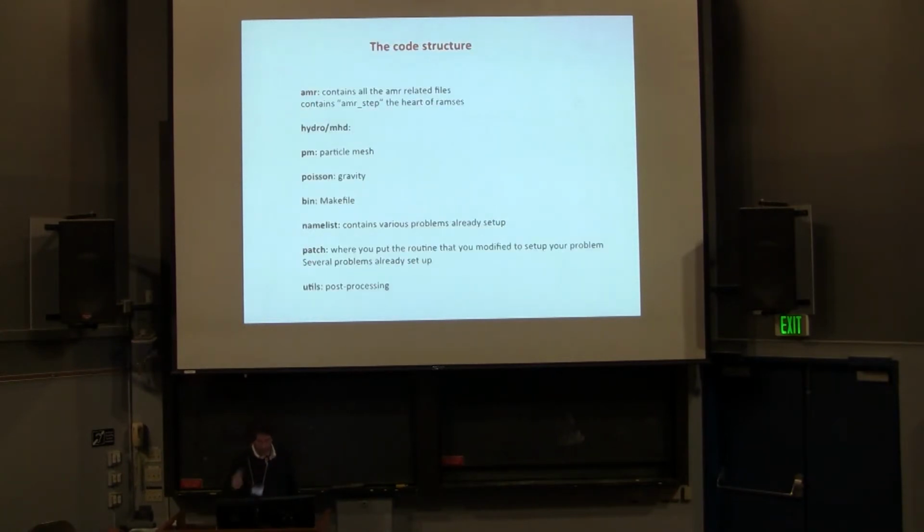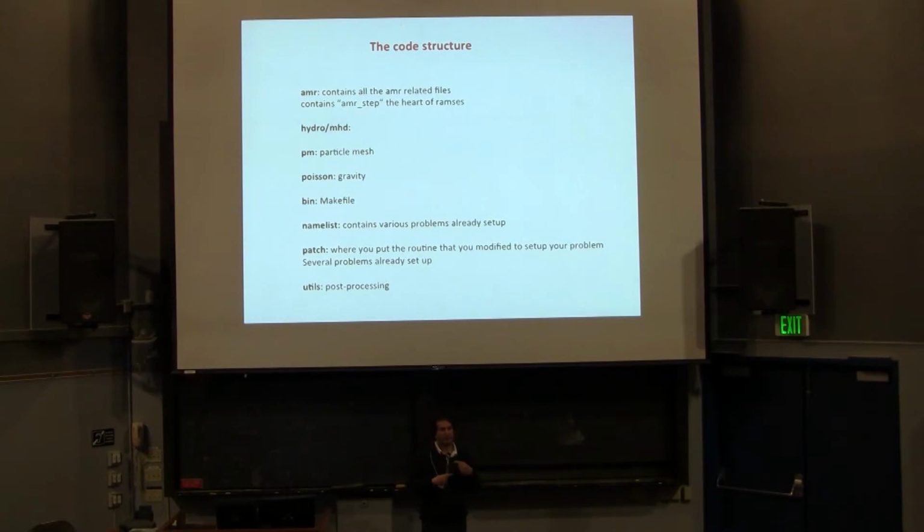Okay, so I'm now entering the description of the code itself. The code structure: when you download it and start looking at what you have inside, you will find a couple of directories. The first one, AMR, obviously contains all the AMR related parts. And the heart of the RAMSES code is the so-called AMR step routine, which will call all the modules.